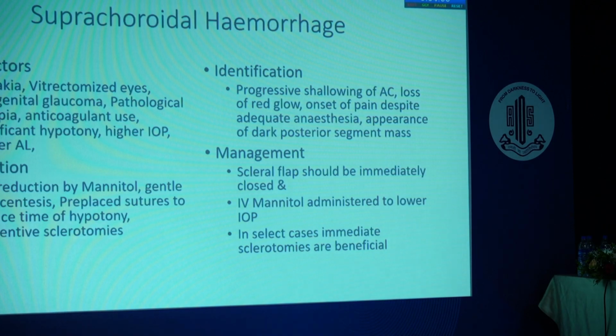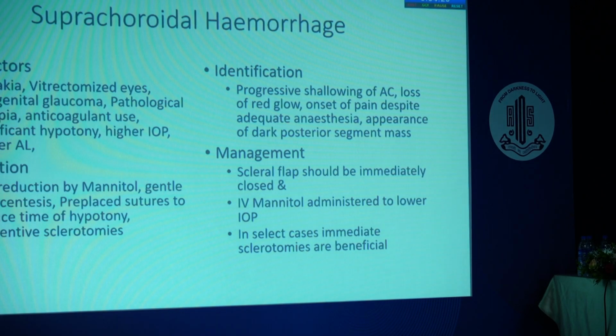Suprachoroidal hemorrhage is a very important aspect. Risk factors include aphakia, vitrectomized or traumatized eyes, congenital glaucoma, pathological myopia, anticoagulant use, significant hypotony, prolonged hypotony during surgery, high baseline IOP, and longer axial length. Prevention is by reducing the IOP before proceeding with surgery by mannitol or gentle paracentesis, pre-placed sutures to prevent hypotony, and you can also use anterior sclerotomy as a preventive measure.